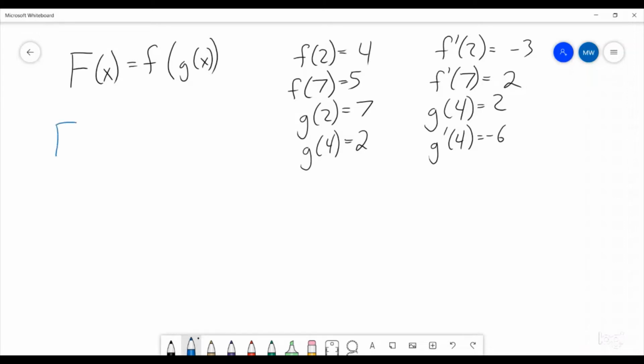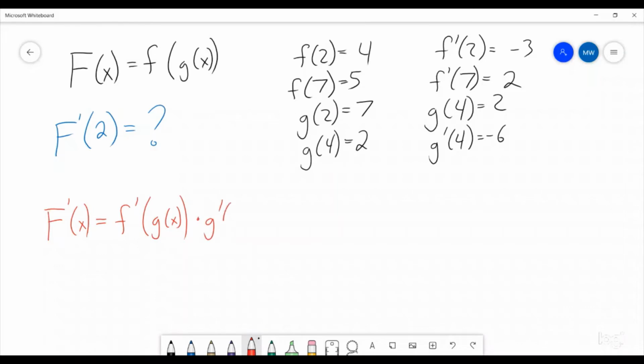We are asked, what is big F prime of 2? What is that? Well, how would we find that? Let's go through piece by piece, but before I do it, pause the video and try and do it on your own. Okay, so first, let's write down what F prime of x is. This is going to be the chain rule, f prime of g of x times g prime of x. So if we're looking at F prime at 2, that'll be f prime of g of 2 times g prime of 2.